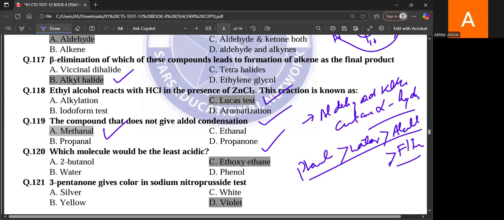But there is an exceptional case as well. If there is methanol, then the order becomes phenol, then methanol, then water. Okay, it is a very, very important MCQ. All other alcohols are less acidic than water, but methanol is more acidic than water. Okay. Then 121, pentanone gives color with sodium nitroprusside.